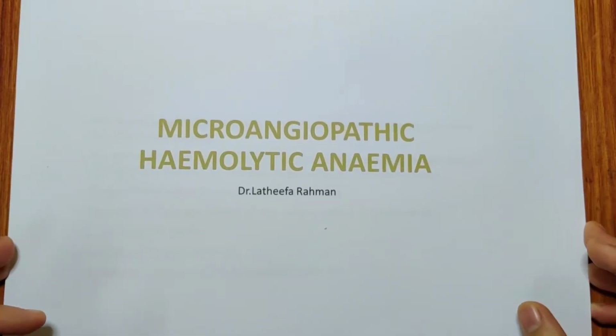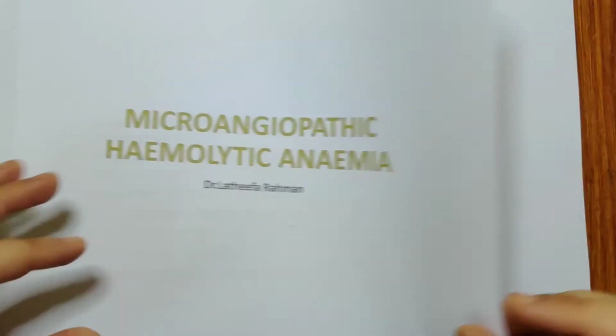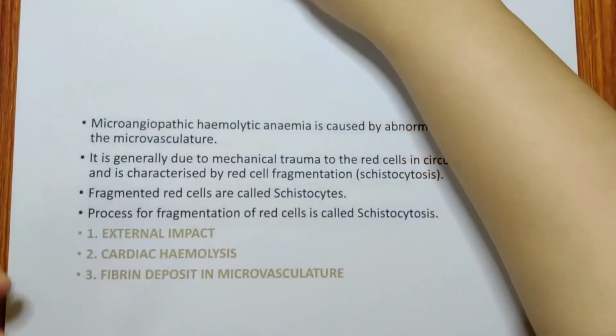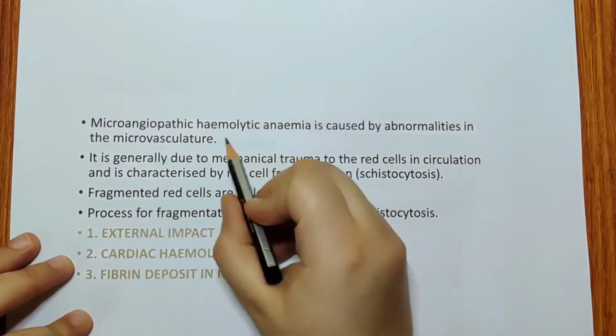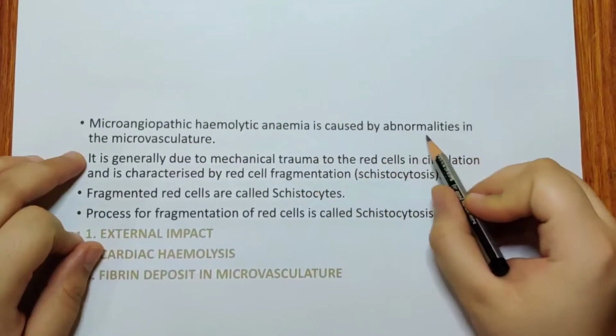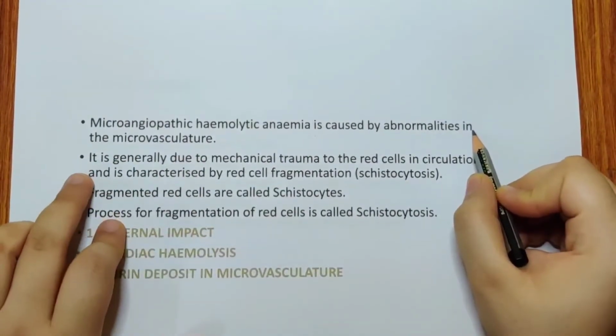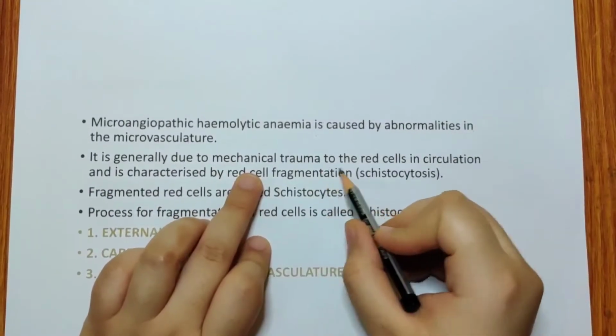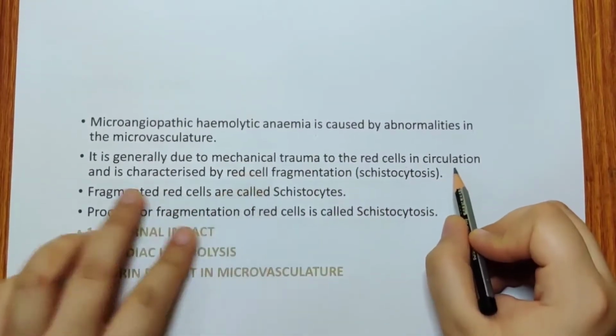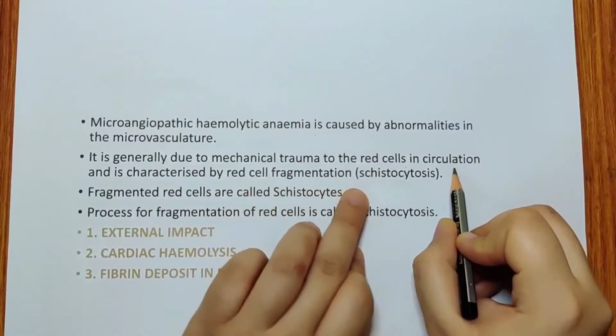Now coming to microangiopathic hemolytic anemia. What is microangiopathic hemolytic anemia? It is caused by abnormalities in the microvasculature. This is generally due to mechanical trauma to the RBCs in the circulation and is characterized by red cell fragmentation.